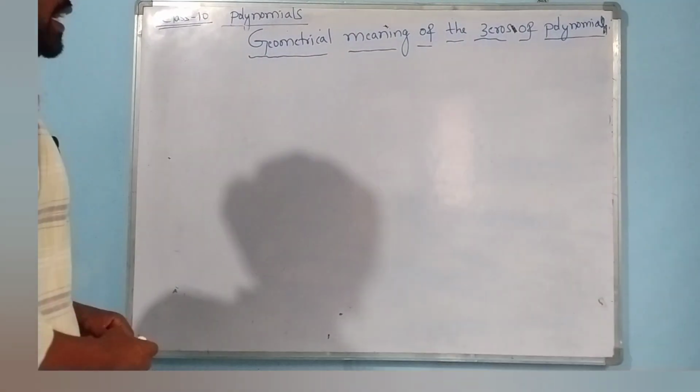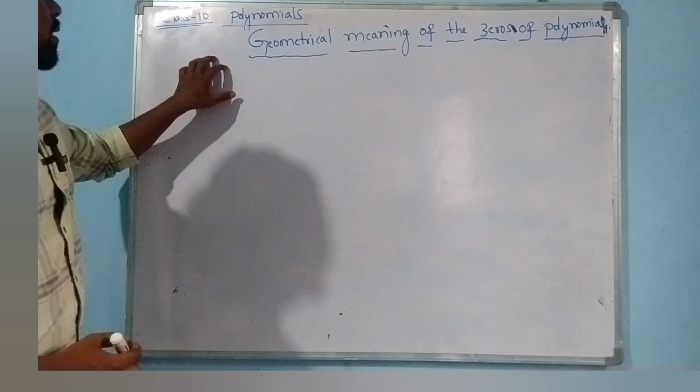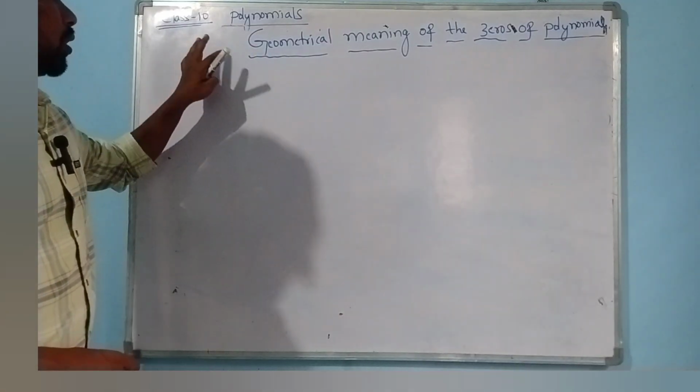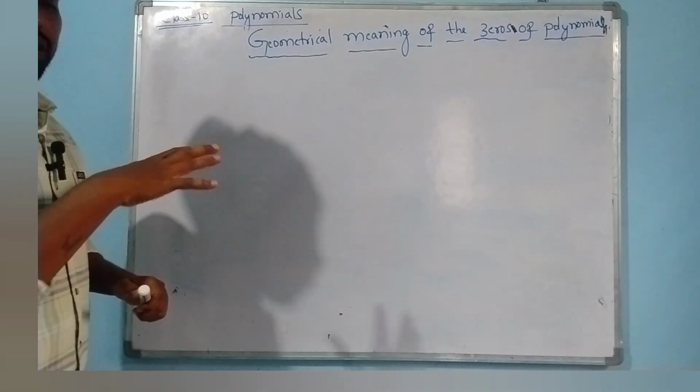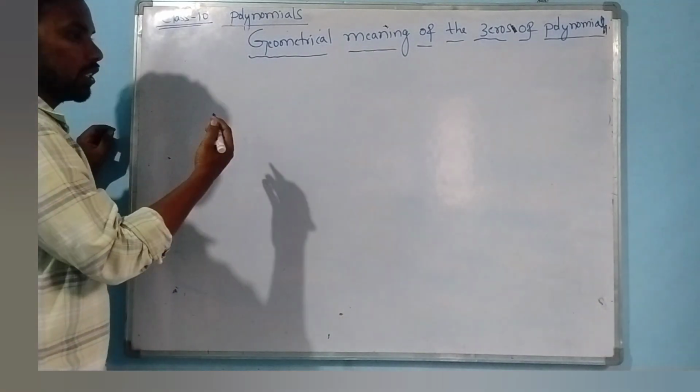Hello everyone. Last class we discussed zero of a polynomial. Today we discuss the geometrical meaning of zeros of a polynomial. It's nothing but using a graph to find zeros. Let us take the first one. Start with the linear polynomial.